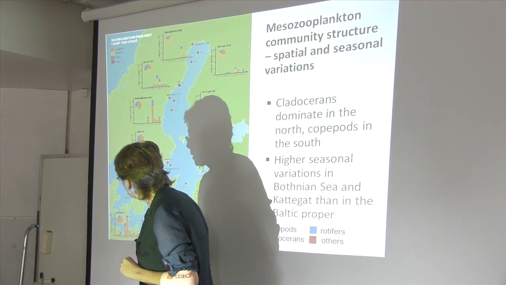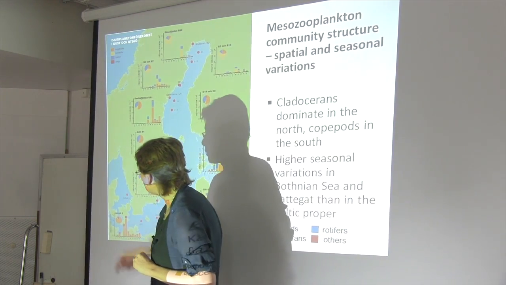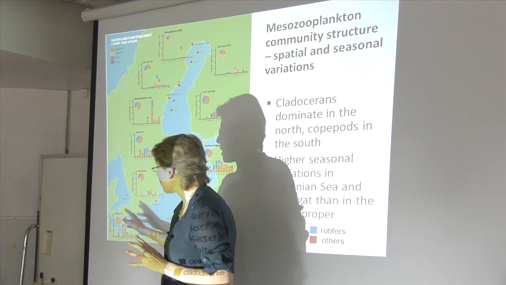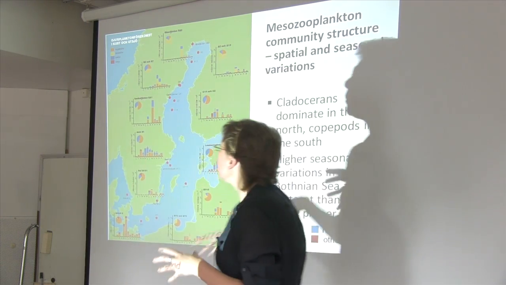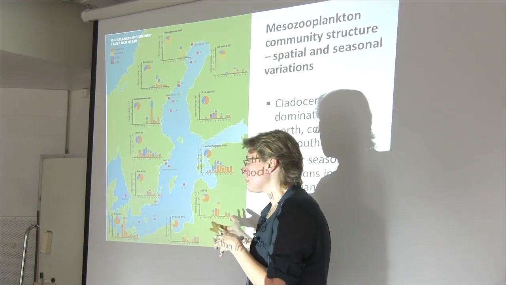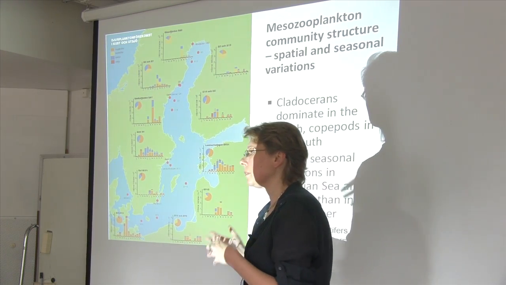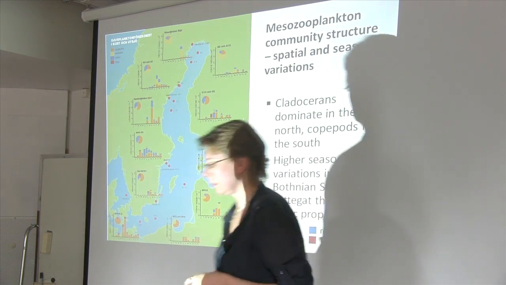And the Anholt Kattegat is essentially just copepods with some meroplanktonic larvae contributing. So for the seasonal abundance, different groups contribute differently depending on where we are in the Baltic Sea.